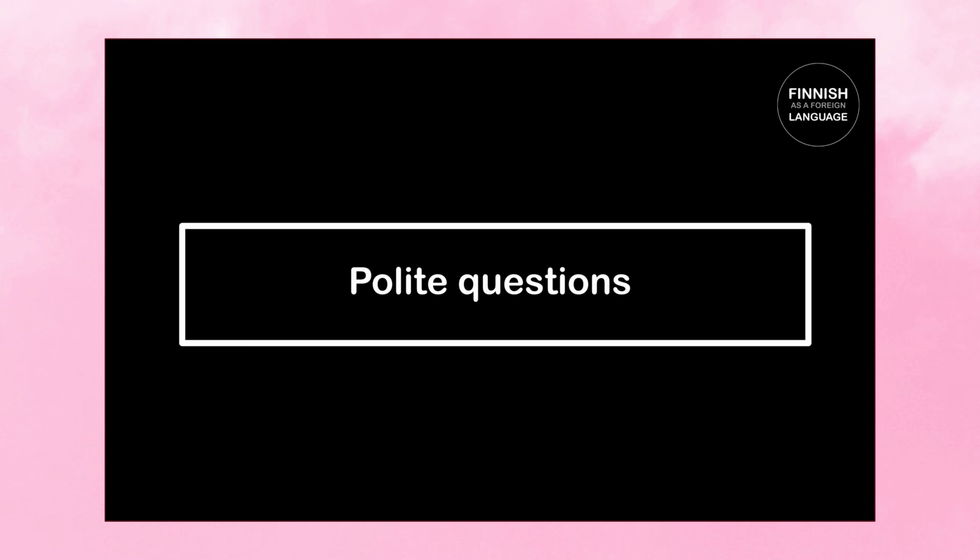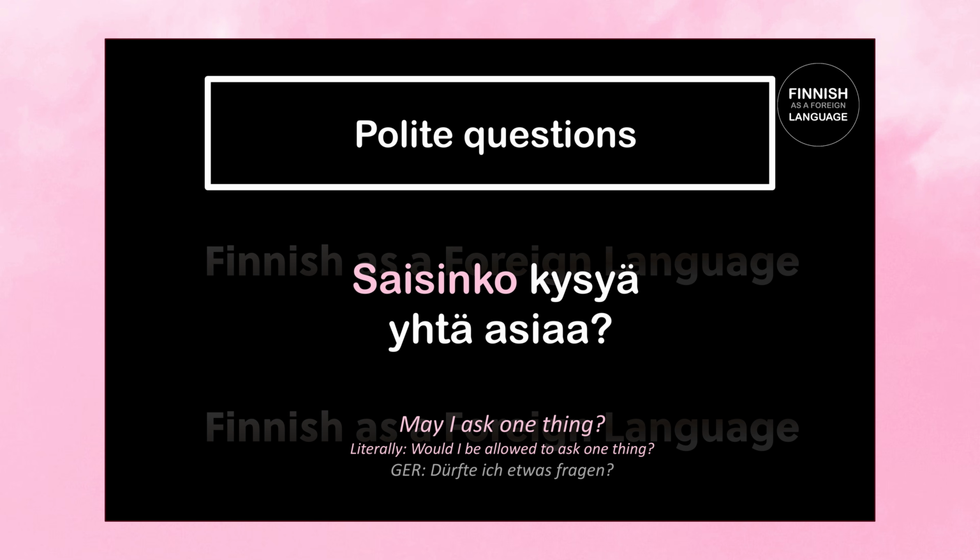Next one, we can also use the conditional in order to form polite questions. For example, saisinko kysyä yhtä asiaa? Means, could I ask one thing, or may I ask one thing? Let's go step by step. So saisinko is a combination of the first person singular conditional mood of saada, which here means to be allowed to, plus the question marker ko. Kysyä means to ask, and yhtä asiaa is the partitive case of yksi asia, which means one thing. So again, also here we use the conditional mood in order to form a polite question. Let's repeat again. Saisinko kysyä yhtä asiaa?